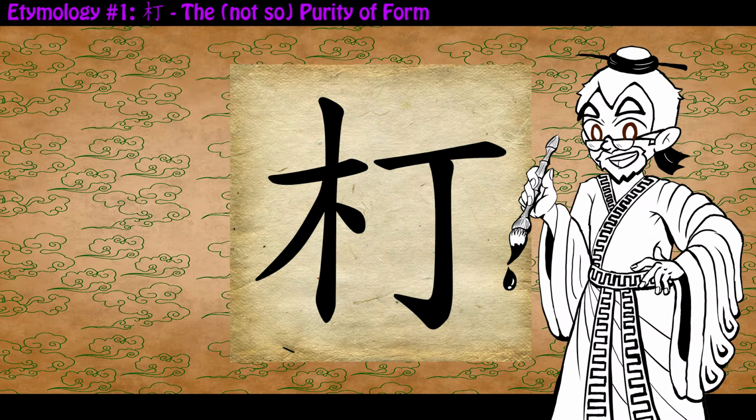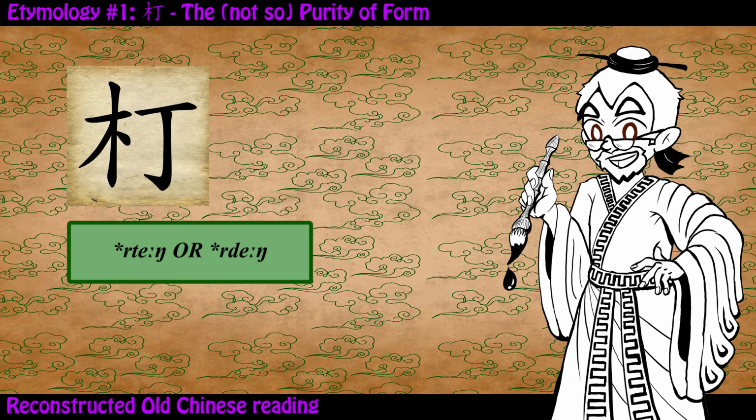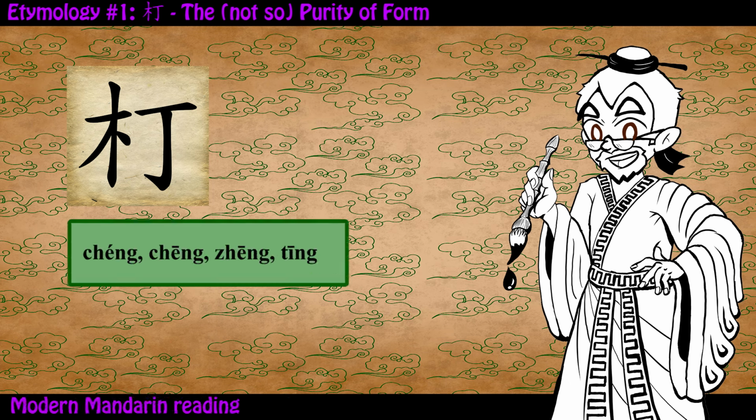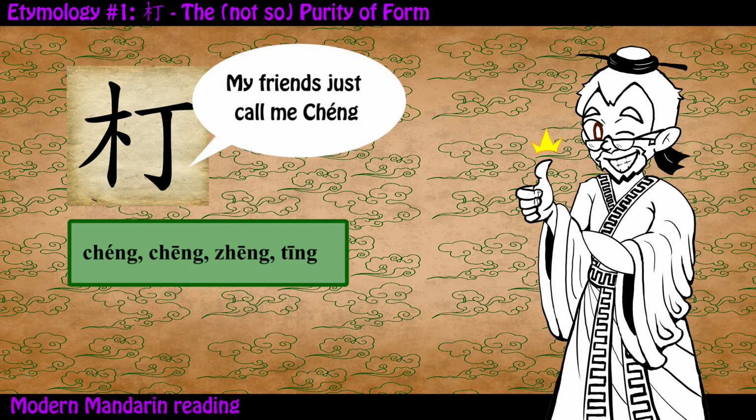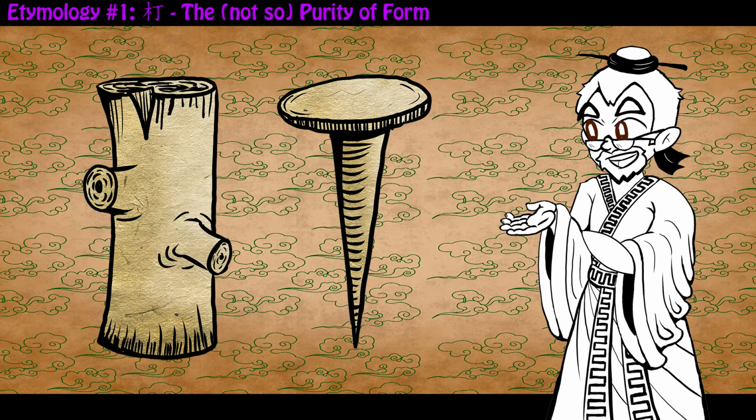The first character of the two is this little guy here, with the Old Chinese reading deng or reteng, and modern Mandarin reading cheng, zheng, or ting, depending on context. Oh yes, this is one of those characters. In the Shuowen, cheng is glossed as zhuangye, that is, to bump, to collide, to strike, or to run into, and is composed of mu, wood, semantic, and ding, nail, phonetic. Although I think we can all see how this character also works on a purely logographic level as well.